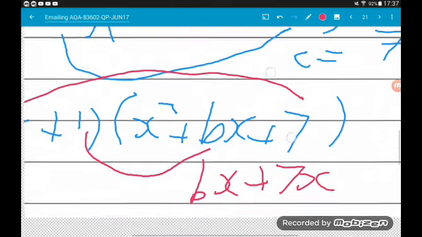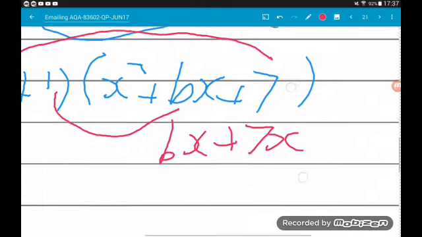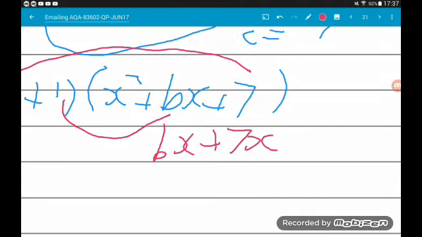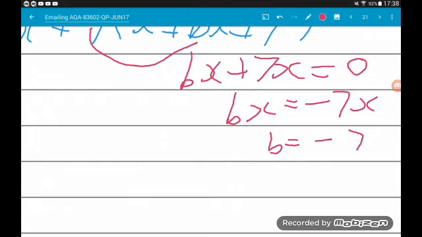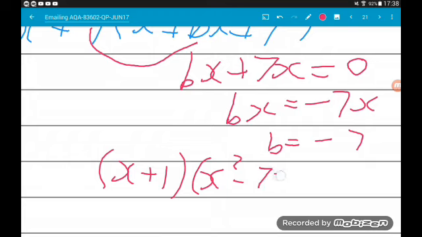So, in other words, we need bx plus 7x to equal 0. If we take the 7x away, bx is equal to minus 7x, so b equals minus 7. So, in factorised form at the moment, our cubic is x plus 1 times x squared minus 7x plus 7.